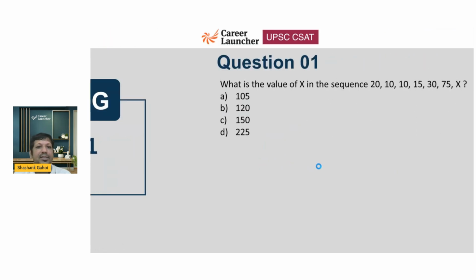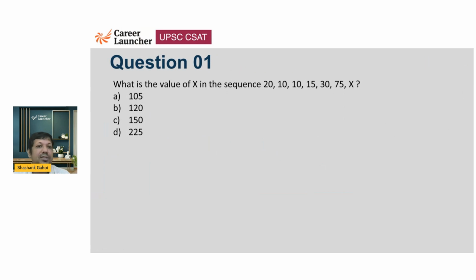Now let's start with question number 1. This question says: what is the value of x in the sequence 20, 10, 10, 15, 30, 75, and which should be the next number? So I got a series: 20, then 10, then 10, then 15, then 30, then 75.